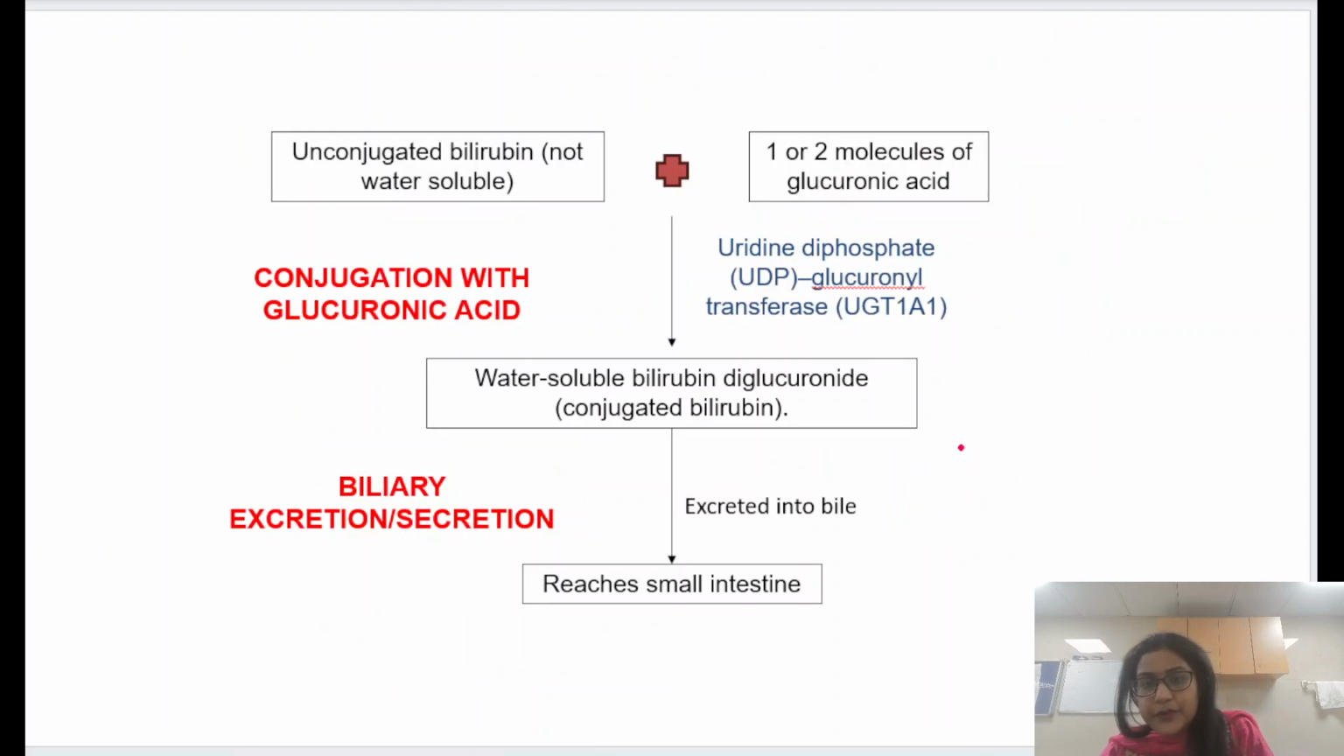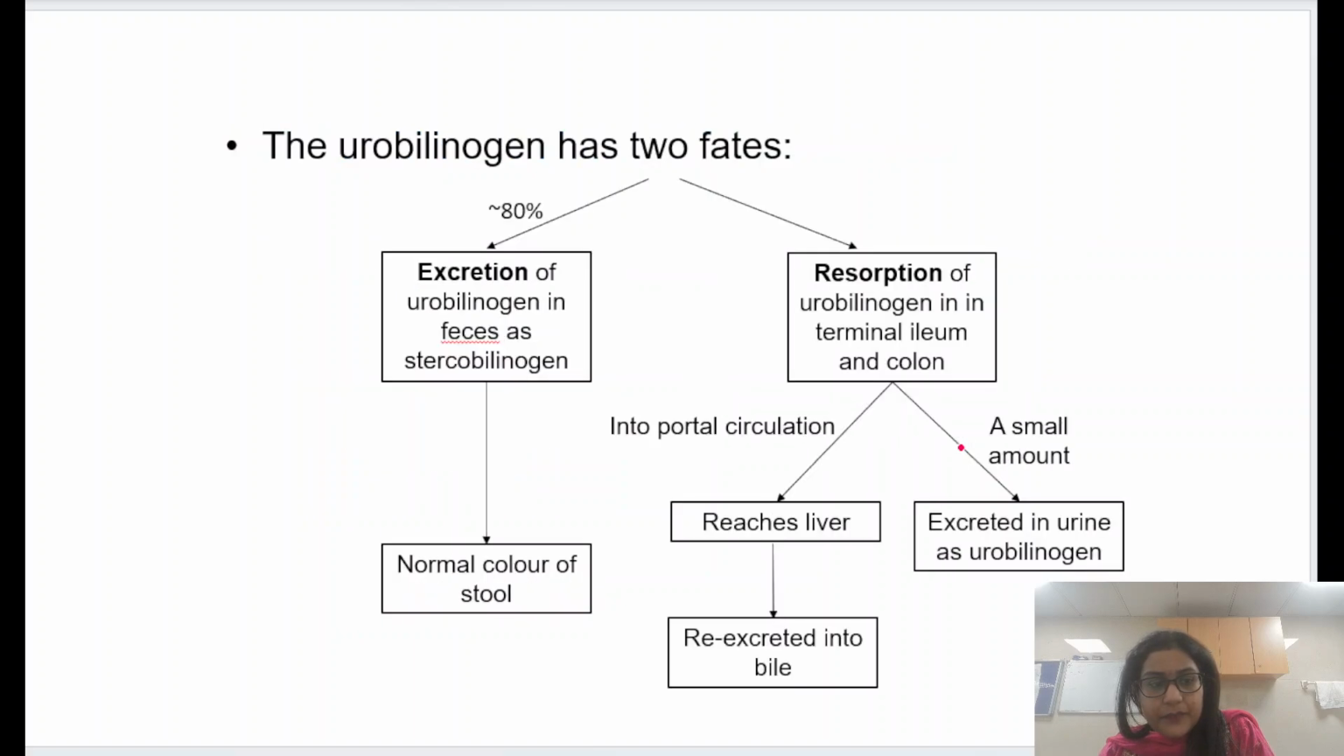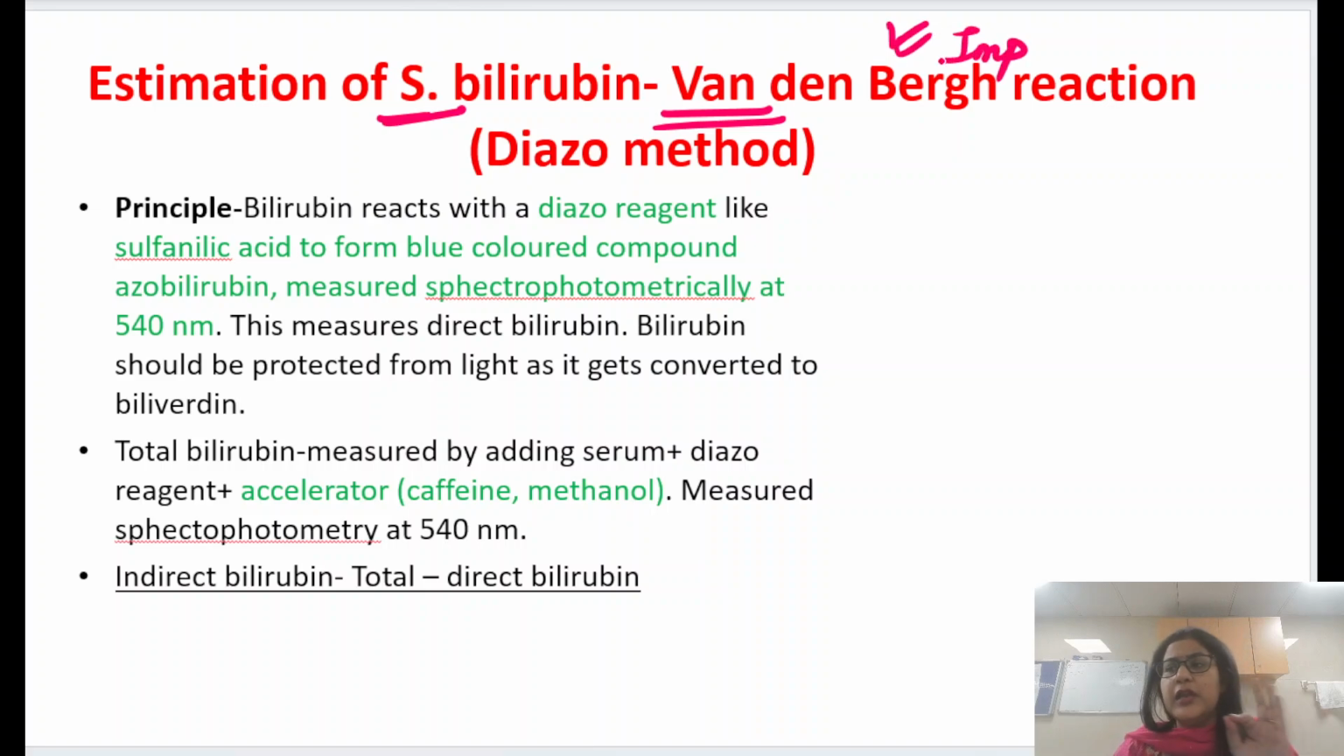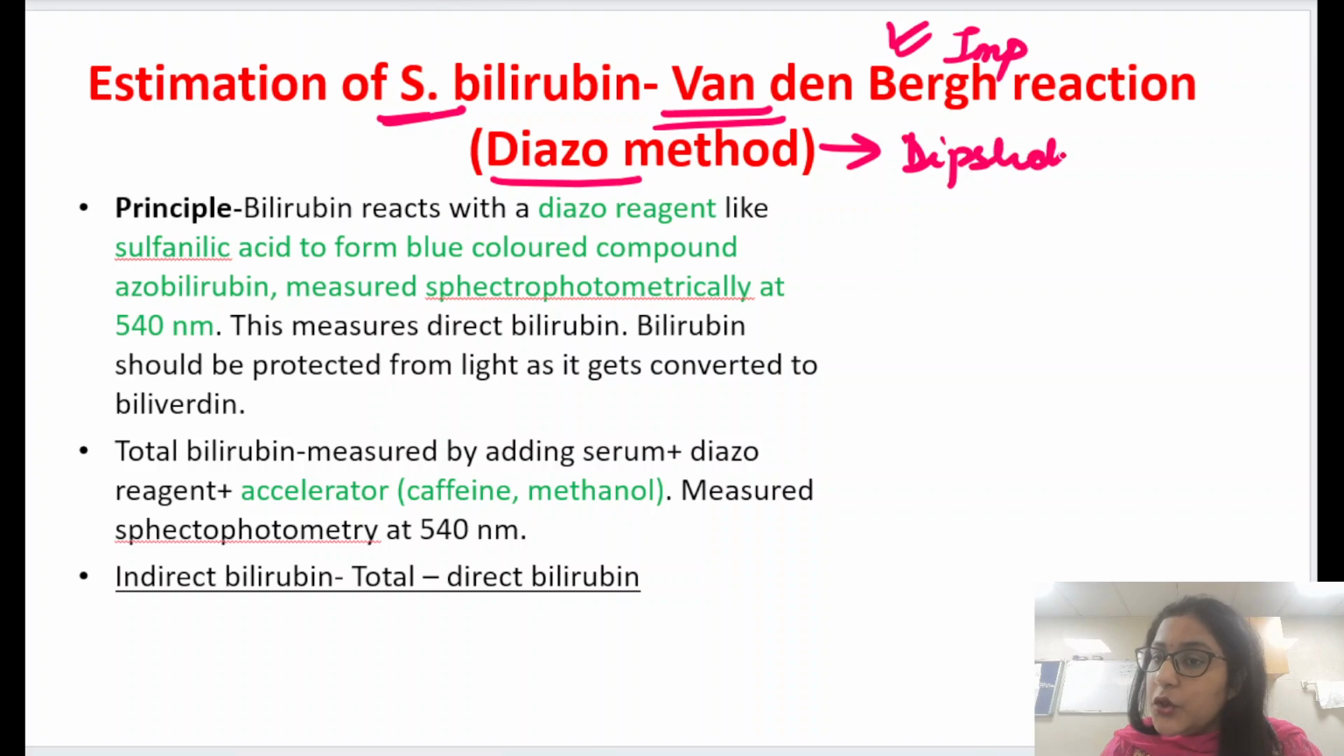Now next, you have to see how you estimate the serum bilirubin levels in your blood. Please remember the Van den Bergh reaction. This is very important. Many MCQs may be asked and you should know what this is. This is also known as the diazo method, and this method is the principle for the dipstick test also that you do in your labs.